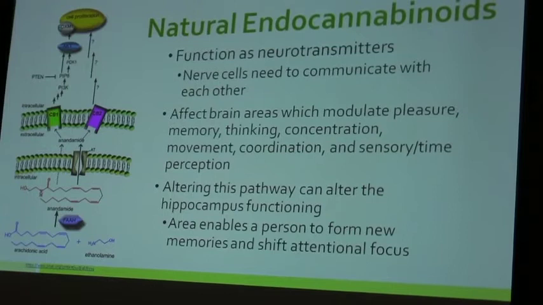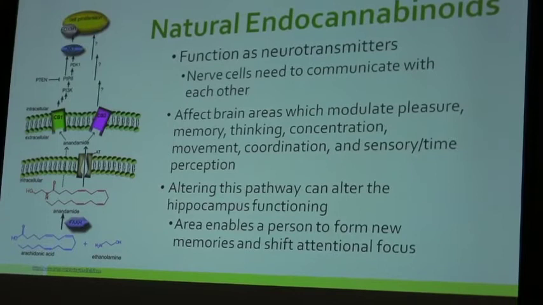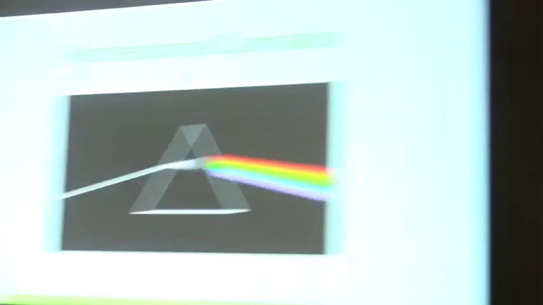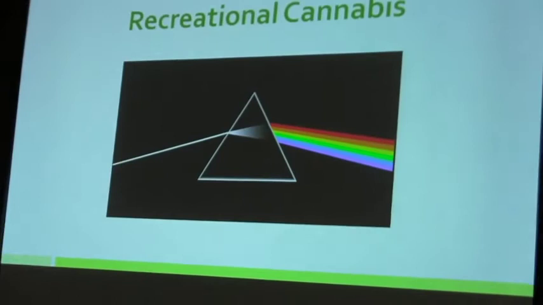We also produce our own cannabinoids. They're a little bit different, but largely the overall structure, you can see at the bottom here, is the same. And they're important for things like short-term memory, how we see the world, how we perceive things, and even how our brain can focus on things. And how we listen to music. Pink Floyd just got a little bit better.